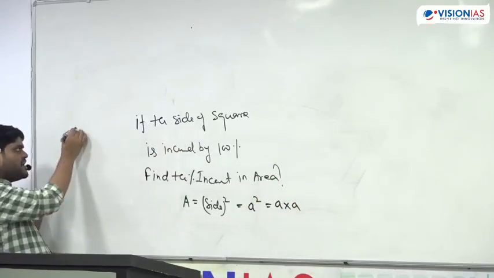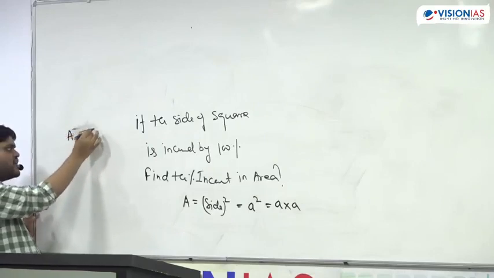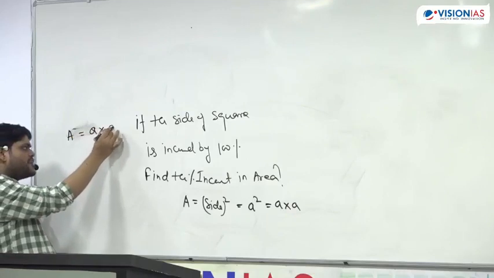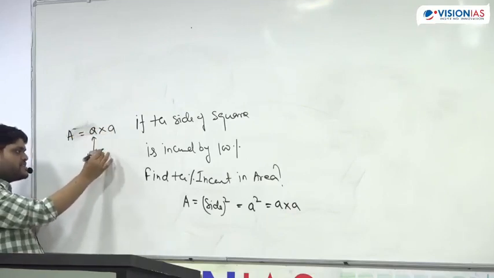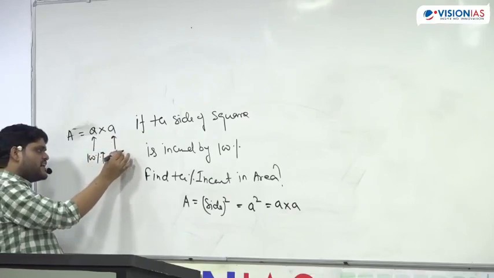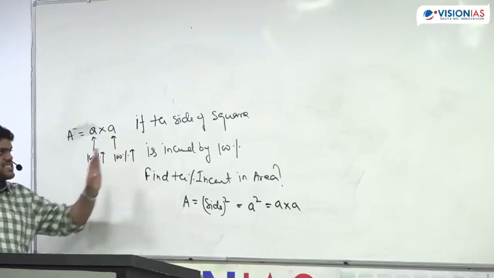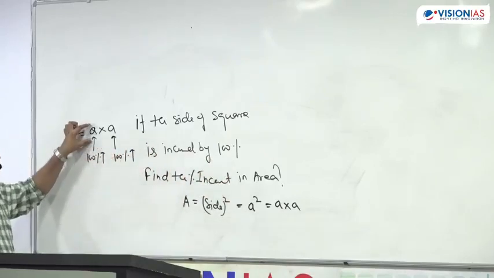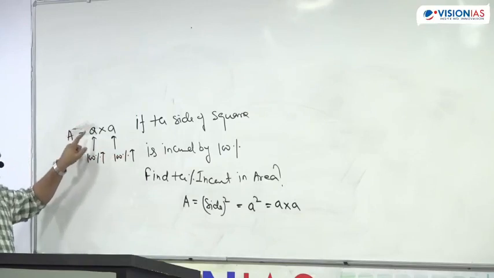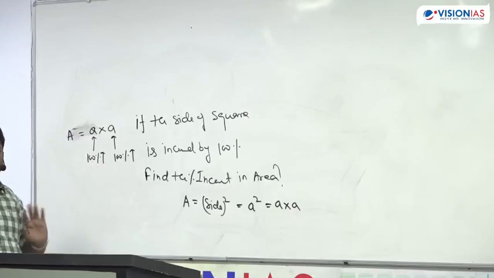So now see here, area is equal to A into A, and there is an increment of 100% here, there is an increment of 100% here. This is what the question is. Side of a square is increased by 100%. That means A is increased by 100%, and here 2A are there. So basically both are increased by 100%.